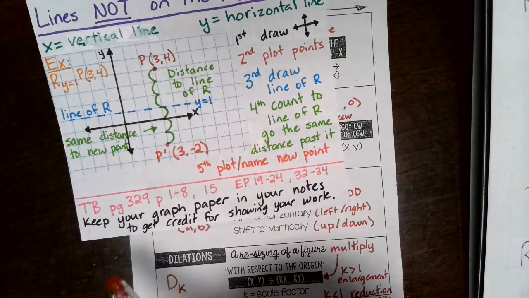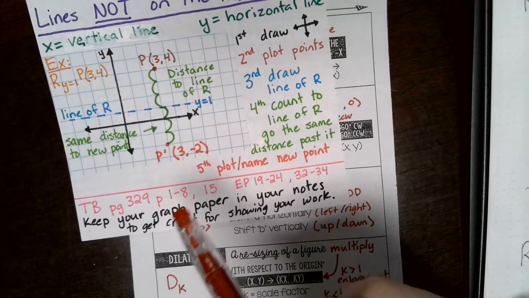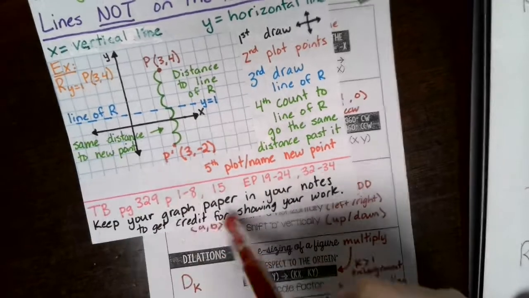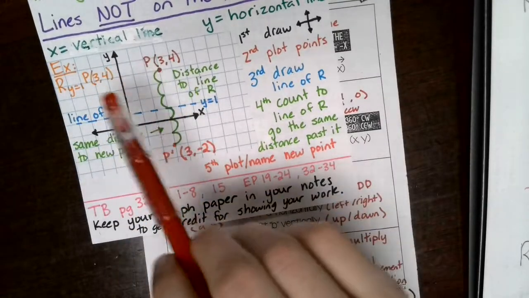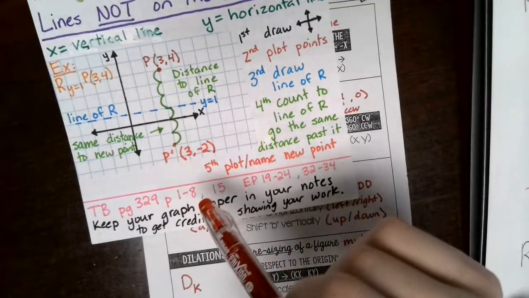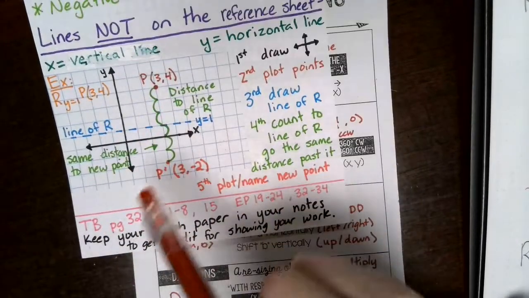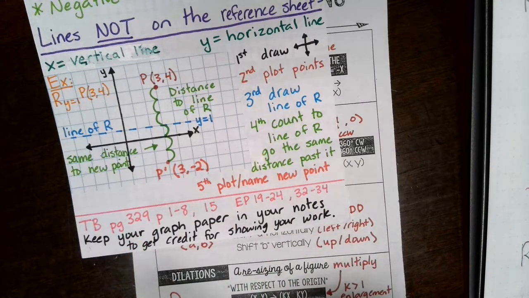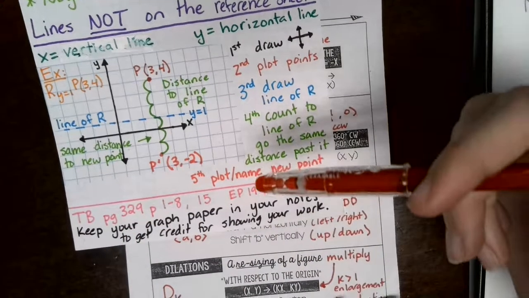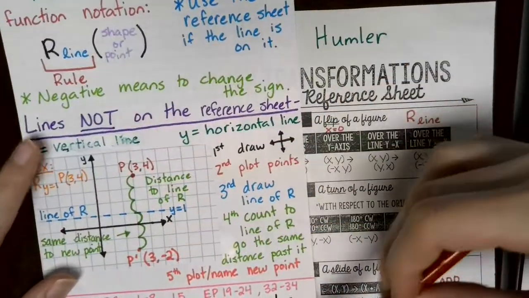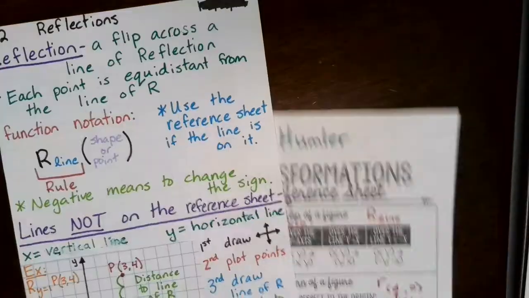Okay? I will have graph paper in class. Like I said, if you don't have graph paper at home, using Desmos.com, it's a graphing calculator that can help you with this, to help you visualize it and see it, okay? But using the reference sheet and using this for lines that aren't on the reference sheet is going to be your key to success. Let's look at some example problems.